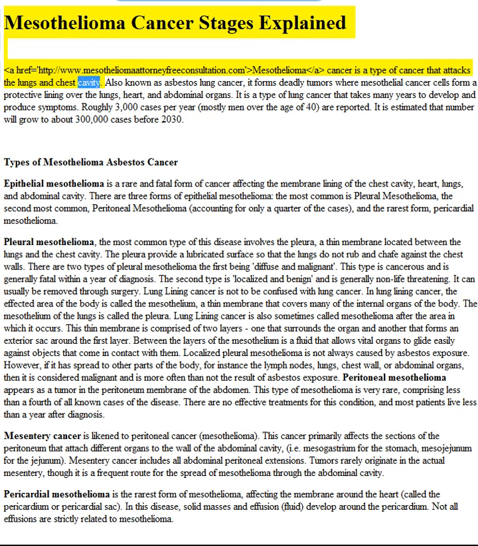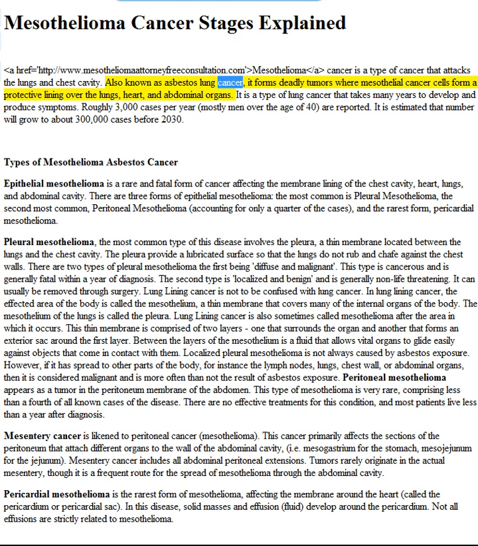chest cavity. Also known as asbestos lung cancer, it forms deadly tumors where mesothelial cancer cells form a protective lining over the lungs, heart, and abdominal organs. It is a type of lung cancer that takes many years to develop and produce symptoms. Roughly 3,000 cases per year, mostly men over the age of 40, are reported. It is estimated that number will grow to about 300,000 cases before 2030.